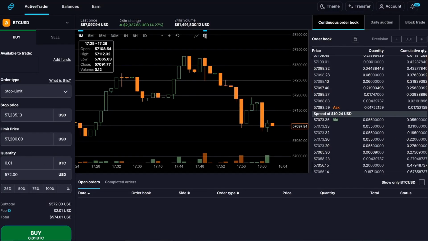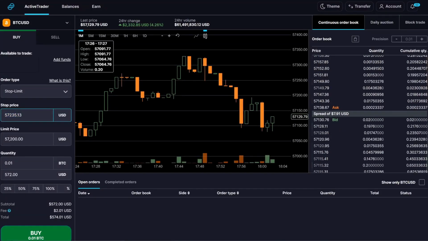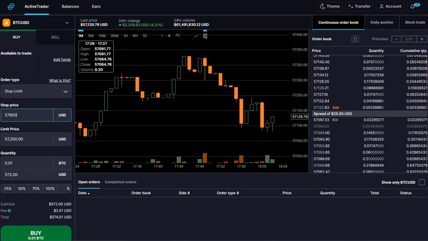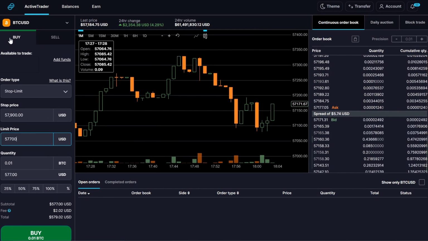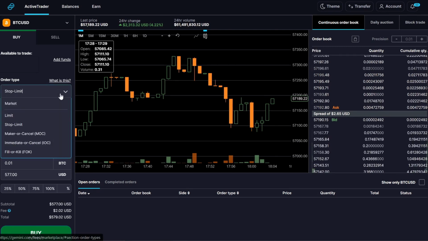But how does that look over here? Well, you got our stop price. So if we jump back over, we have this at 57,900 and then 57,700. So how would we place that? Well, our stop price would be 57,900, and then our limit price would be 57,700, and let's say our quantity would be 0.01 Bitcoin. Again, we would hit buy, and then that trade would be active. And this doesn't just work for buys, this also works for sells. So you can do a buy or a sell for a stop limit or a limit.